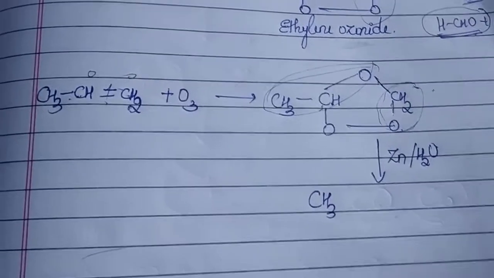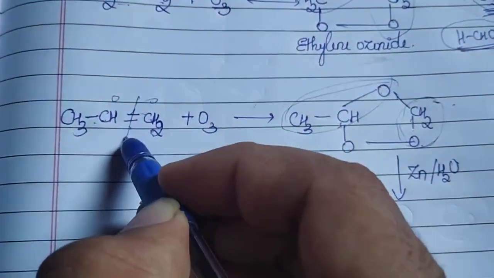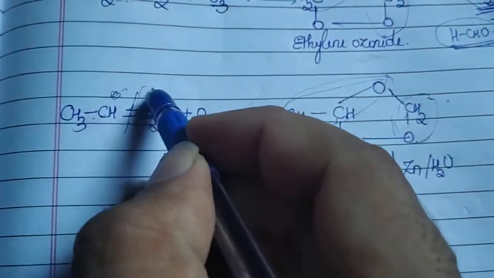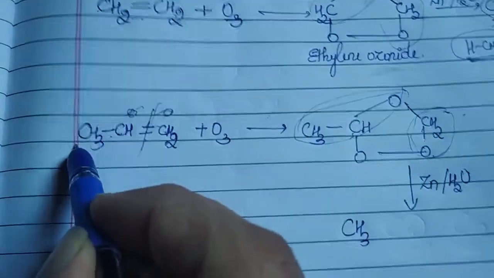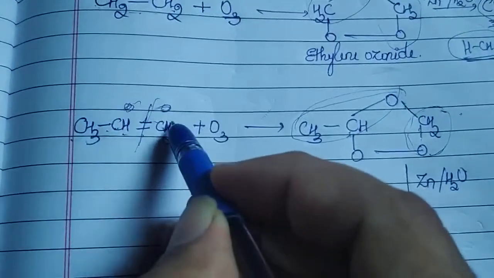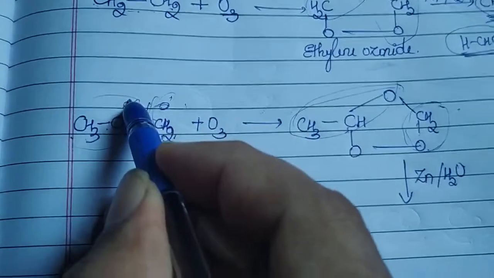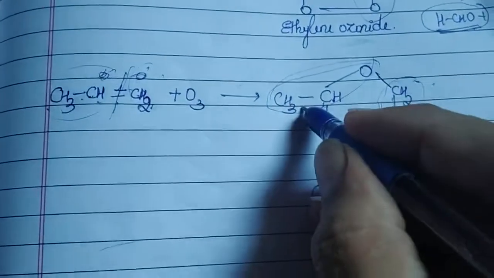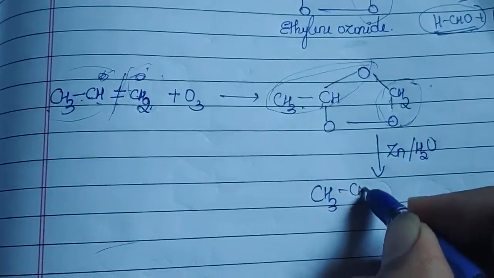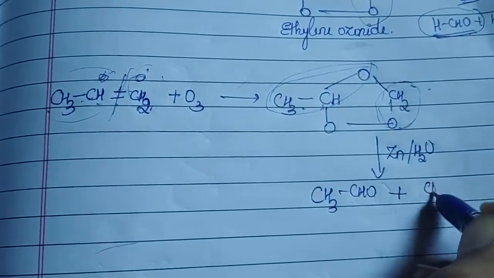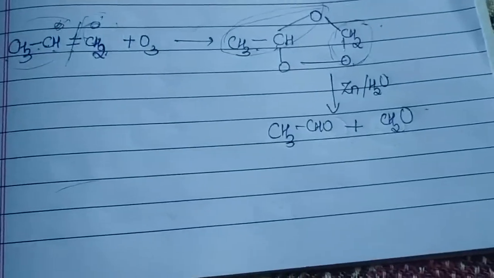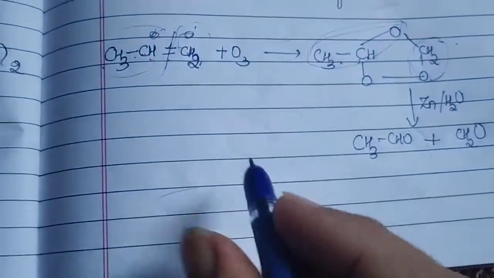In your competitive exams, directly just draw one bond or one line and add here one O, add here one O. Then this becomes CH3CHO, this becomes CH2O, which means acetaldehyde and formaldehyde. You can just see, so CH3CHO plus CH2O. Is that clear? Now let us do one more.